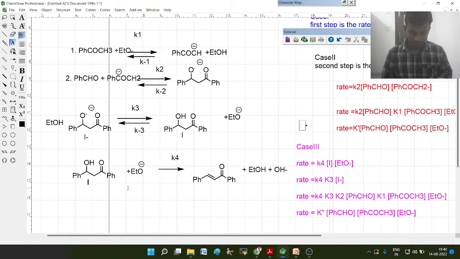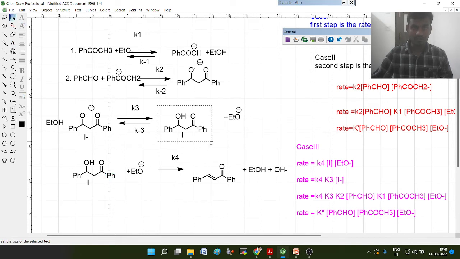Experimental studies of this base catalyzed condensation have revealed that it is third order, indicating that either the second or the fourth step must be rate determining. So either the second step or the fourth step must be the rate determining step. Studies on the intermediate I, this intermediate they are talking about, I obtained by an alternative synthesis. So they synthesized it in an alternative way.